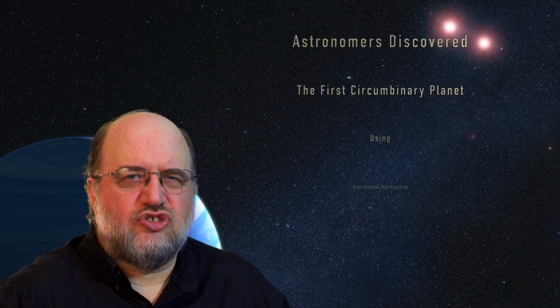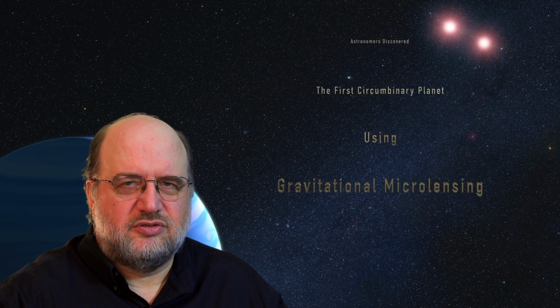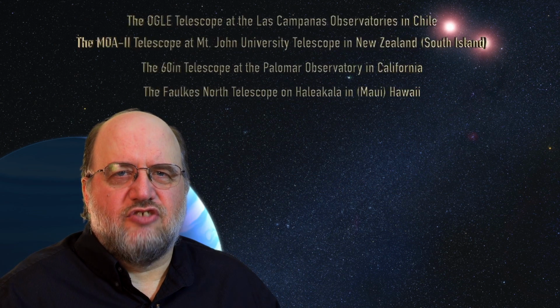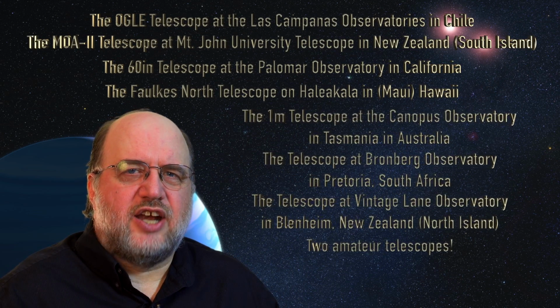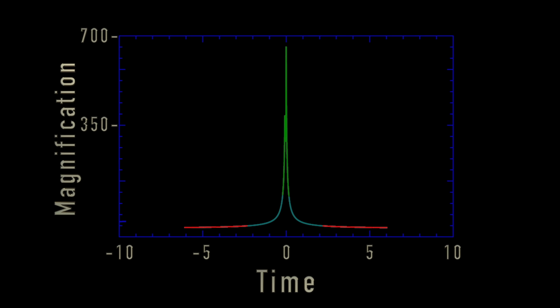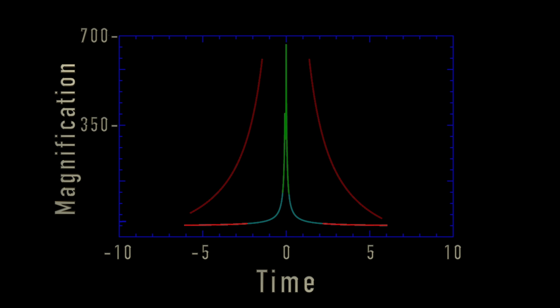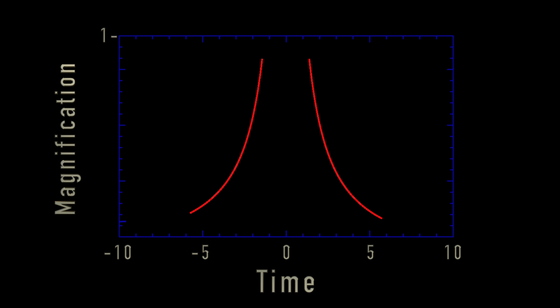Our international team of astronomers has discovered the first circumbinary planet using gravitational microlensing. Very detailed observations from a network of 8 telescopes spanning the globe allowed us to determine the mass of this system. Here is the light curve of this remarkable microlensing event, showing how the magnification changes with time. It reached a peak magnification of nearly 700, but the low magnification portion of the light curve is also important.